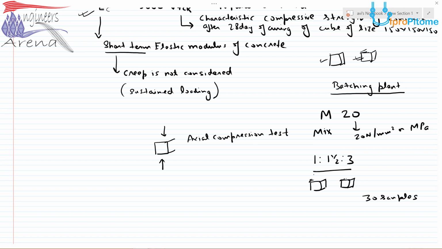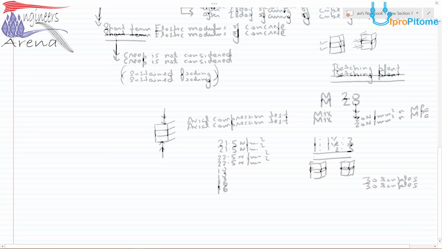Since there is less quality control at site, and concrete is not a homogeneous material, the strength might not come to 20 Newton per mm square. It might come 21.5 or 22.5 Newton per mm square. Likewise, it might be less, 18, 16, anything like that. It depends upon the quality control how much you are varying from 20 Newton per mm square. We'll be studying that in an equation later on, just after this.